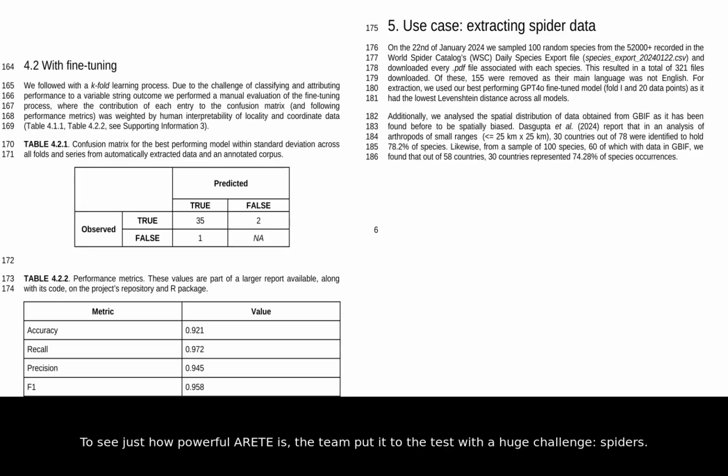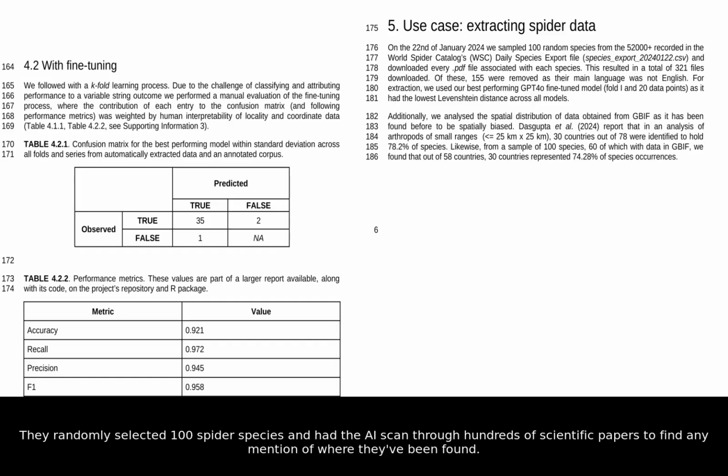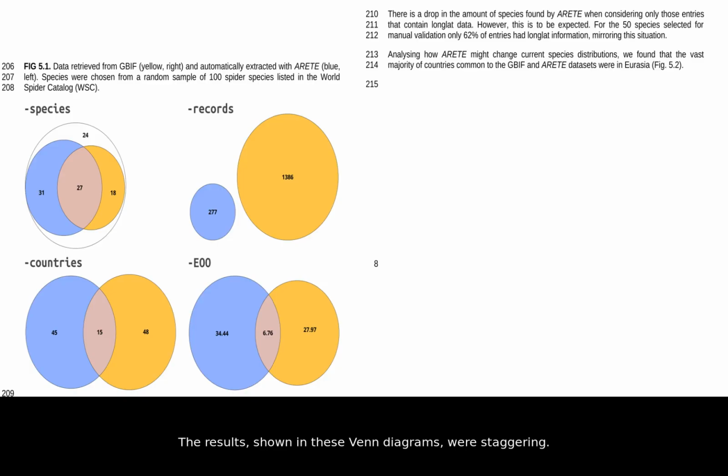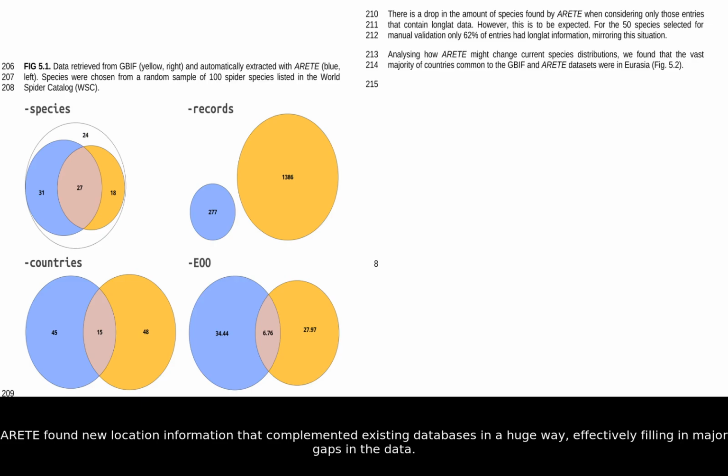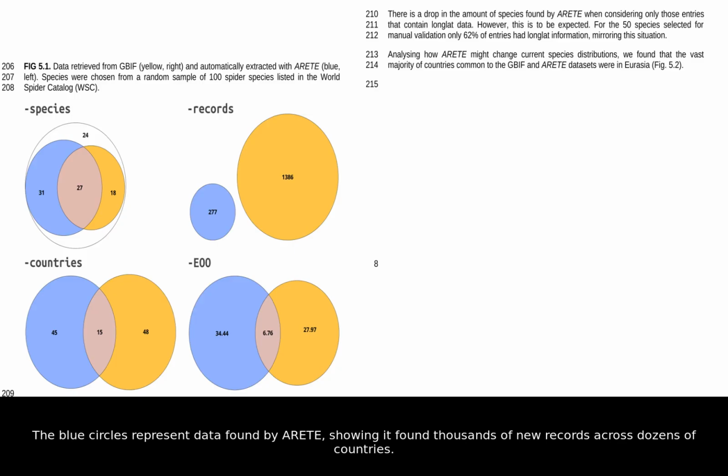To see just how powerful ARETE is, the team put it to the test with a huge challenge: spiders. They randomly selected 100 spider species and had the AI scan through hundreds of scientific papers to find any mention of where they've been found. The results, shown in these Venn diagrams, were staggering. ARETE found new location information that complemented existing databases in a huge way, effectively filling in major gaps in the data. The blue circles represent data found by ARETE, showing it found thousands of new records across dozens of countries.